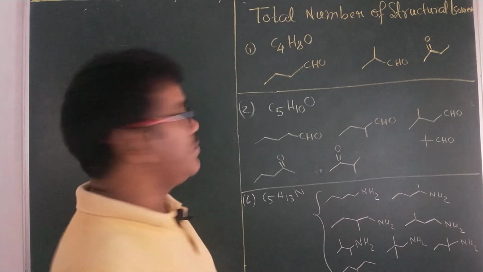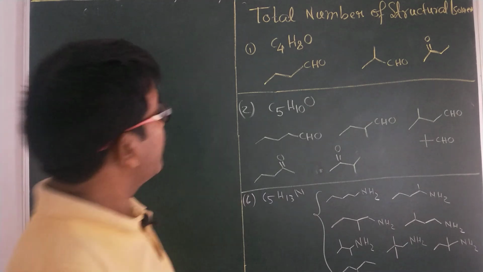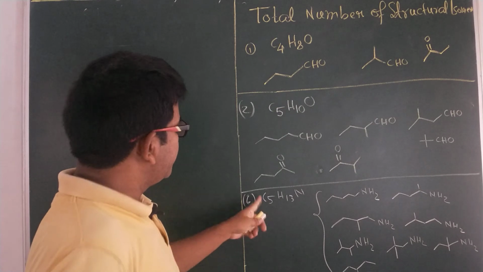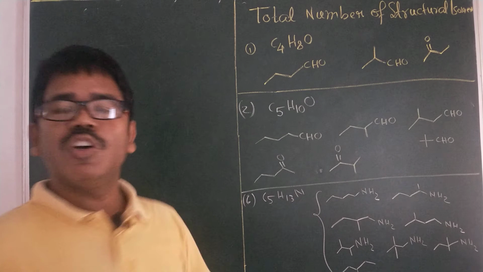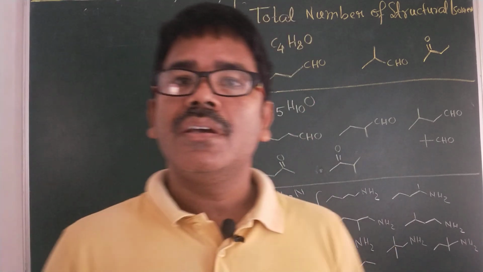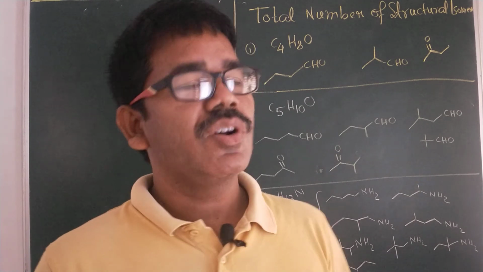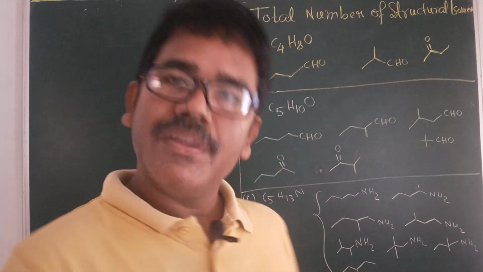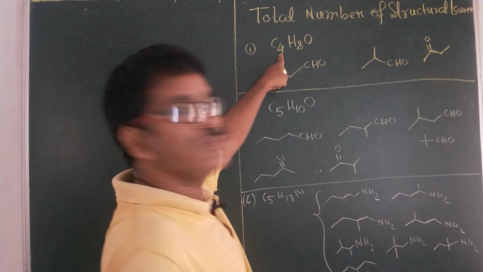Here I have taken a few examples: C4H8O, C5H10O, C5H13N. This kind of formula will be given. They may ask you how many isomers are possible for aldehydes, or how many for ketones, or they may ask the total number of possible structural isomers for this particular formula.